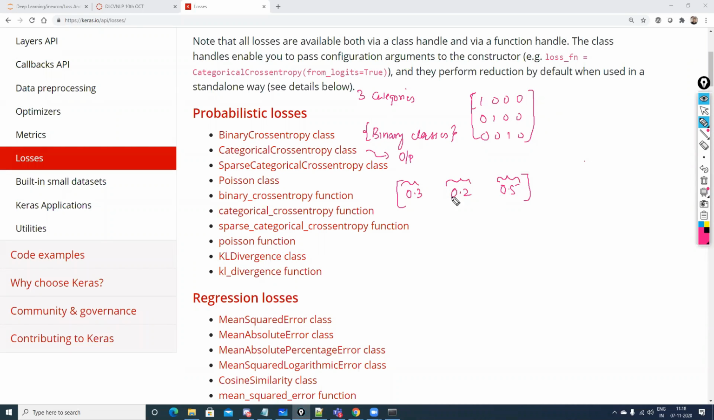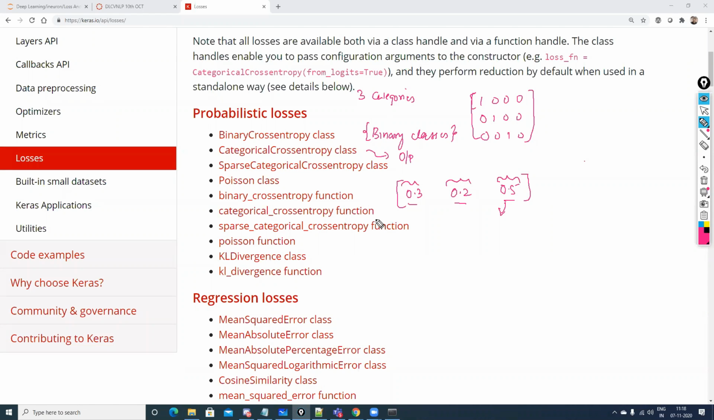I'm talking in terms of the output. The output will give you your categories something like this: 0.3, 0.2, 0.5, and whichever is the highest, you will take that specific class.